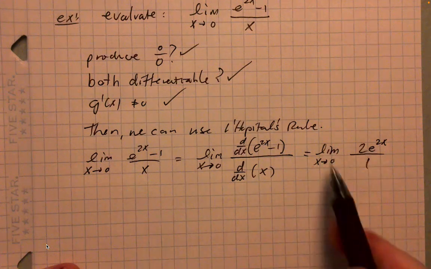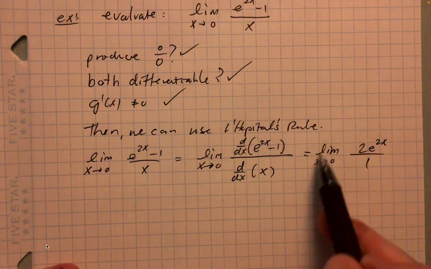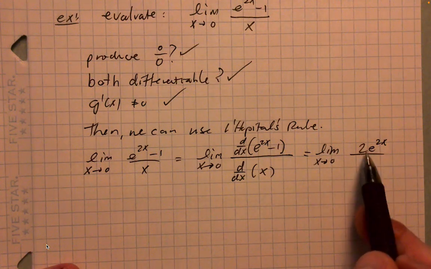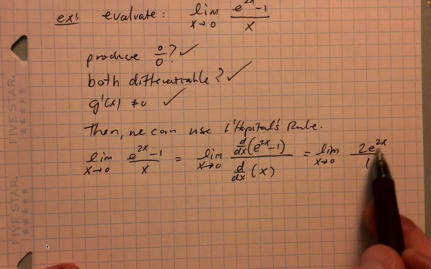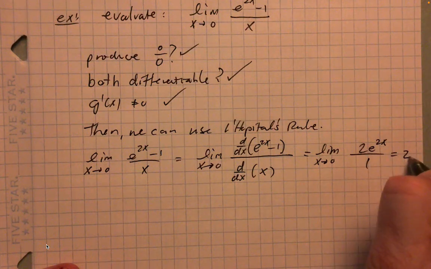Okay, and so we can see clearly that this limit is going to be, this e to the 2x is going to go to basically 1, right? And so this whole thing will be equal to 2.